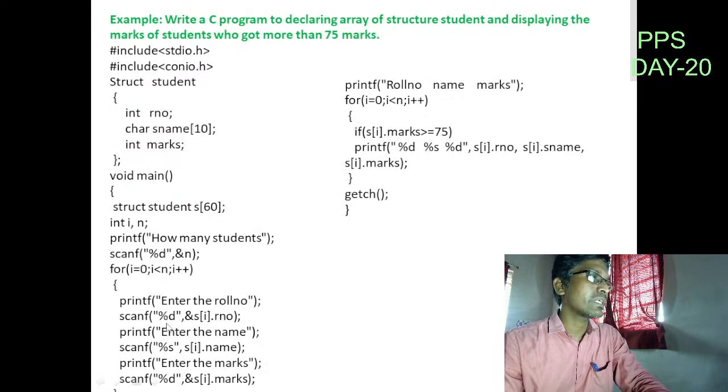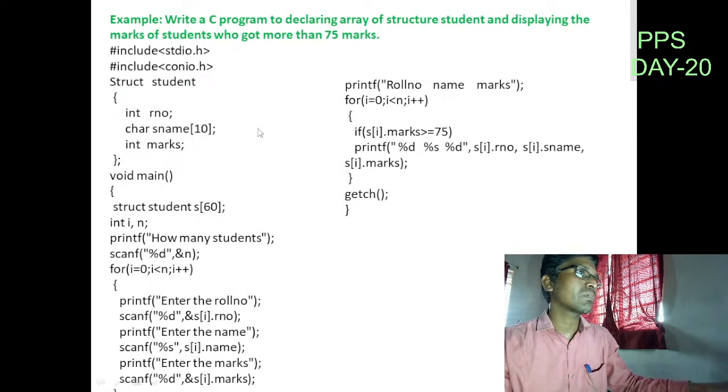After reading these roll number, name, and marks, you have to display roll number, name, followed by marks. And for that, you need to check the condition: those students whose marks are greater than or equal to 75. Then I want to display only for those students their roll number, name, followed by marks. So this is an example for array of structure.